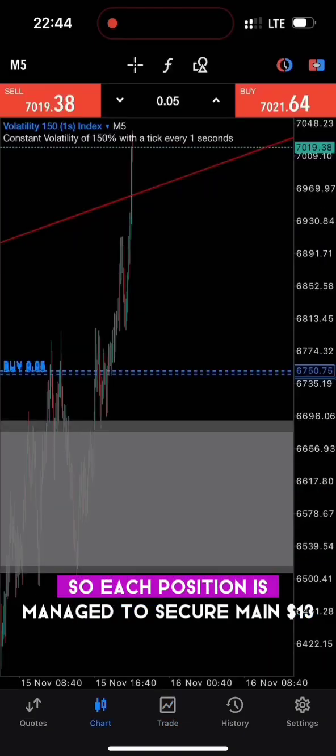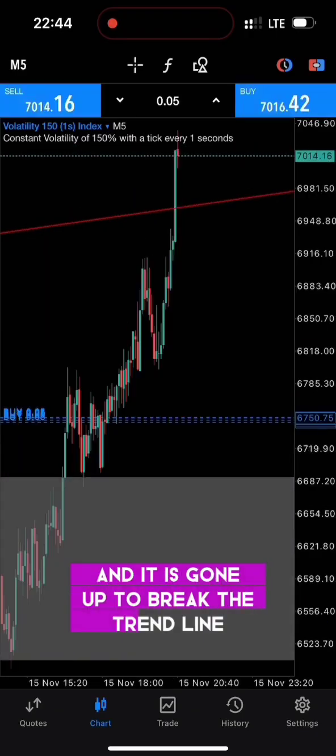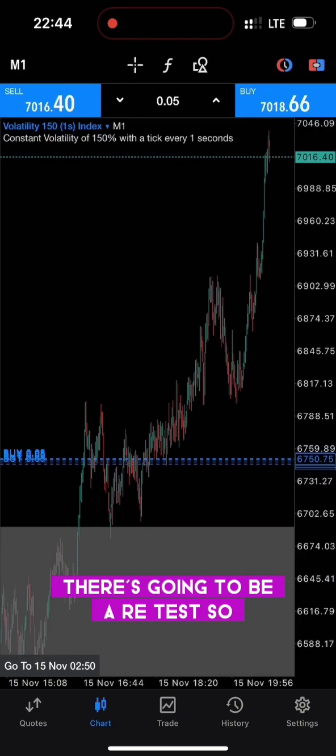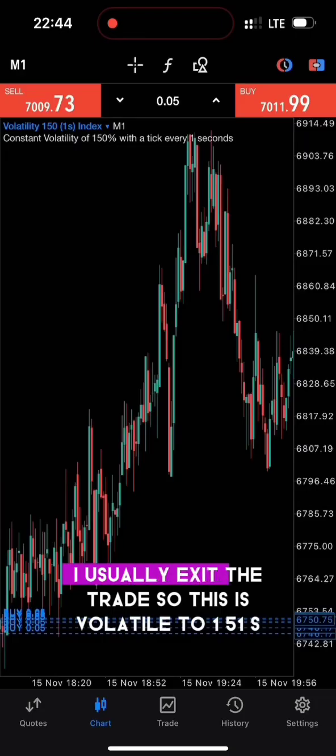Each position has managed to secure me $13, and it has gone up to break the trend line, which means after breaking the trend line there's going to be a retest. So when that does happen, I usually exit the trade.